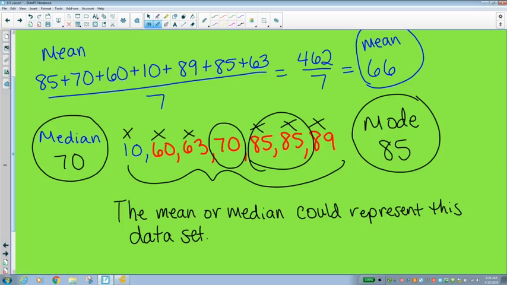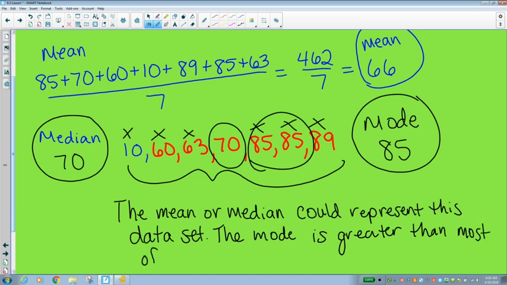The reason I would select these two and not the mode, though, is because the mode is greater than most of the data. So I'm going to put the mode is greater than most of the data. And because it's greater than most of the data, it would not be a really good choice for me to use as a type of center for this data set. But the mean and the median are both fairly close to each other, and they are a good representation for this data set.